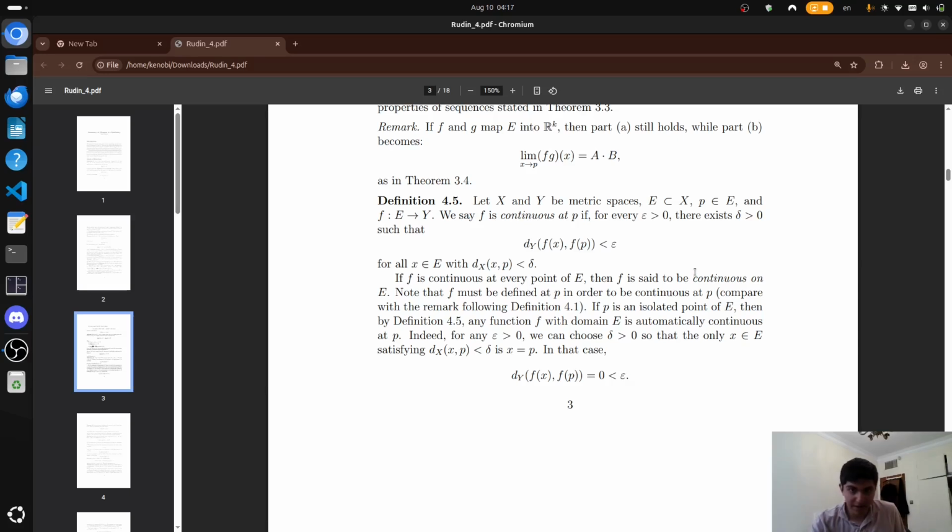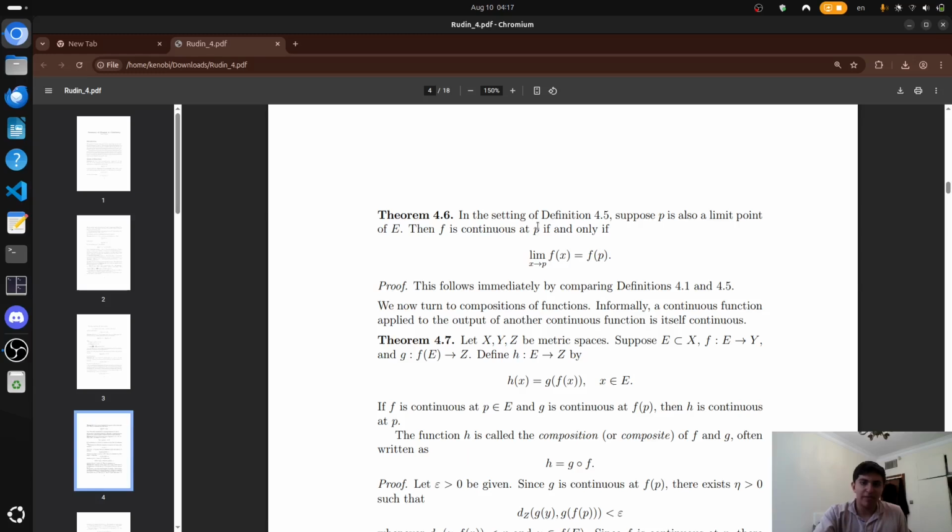Yeah, because if it is an isolated point, you can choose a delta such that in that neighborhood you only have that isolated point, right? So x equals p, and if x equals p, the distance is equal to 0, which is less than epsilon. So obviously, if you have an isolated point, it's automatically going to be continuous.